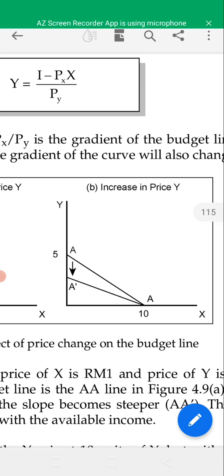This other one is now an increase in price. When the price increases, it means the same amount of money can buy less of whatever you are buying. So you can see that the initial budget line is AA and the budget line is now shifting inwards because there is an increase in the price of Y. So when there's an increase in the price of Y, the budget line pivots or rotates inwards. Okay, so that's how you show an increase in the price of Y.